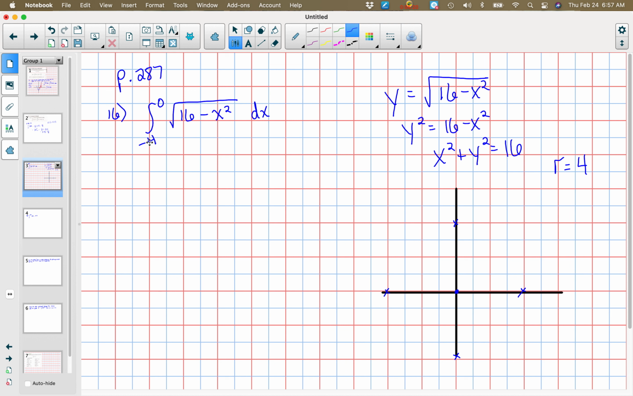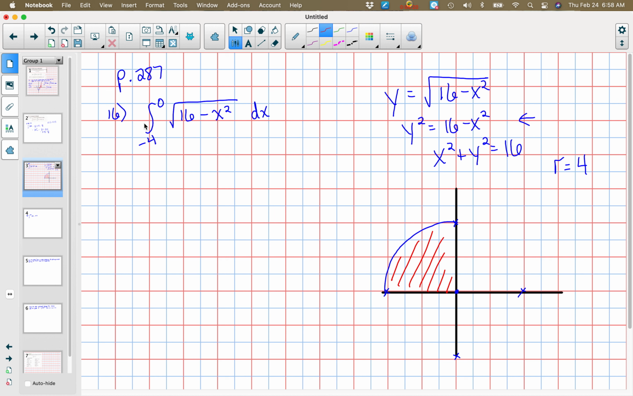Well, notice I'm really only interested from -4 to 4. I'm sorry, -4 to 0. And I'm also only interested in the top half because it's just the positive square root. If from this stage right here, if I had square rooted both sides, I would have had a plus or minus. The positive would be the top half of the circle and the negative would be the bottom half of the circle. So I'm actually just looking for this area.